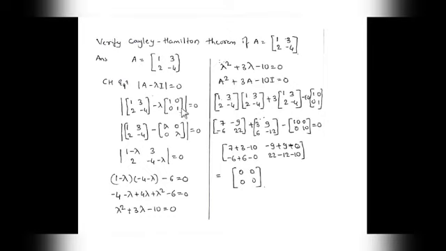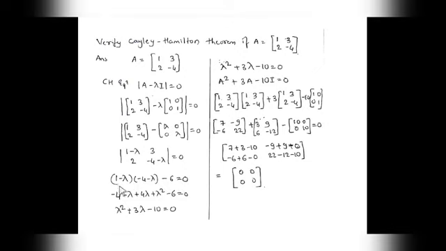Now lambda I, I will multiply with each and every element of the identity matrix. This matrix as it is, minus I have multiplied lambda with this matrix. Now we will subtract the corresponding elements of these two matrices. I will get 1 minus lambda, 3, 2, minus 4 minus lambda. We have to take the determinant of this matrix, that is equal to 0. Now we'll expand this matrix of order 2 by 2. 1 minus lambda into minus 4 minus lambda, minus 2 threes are 6, is equal to 0.